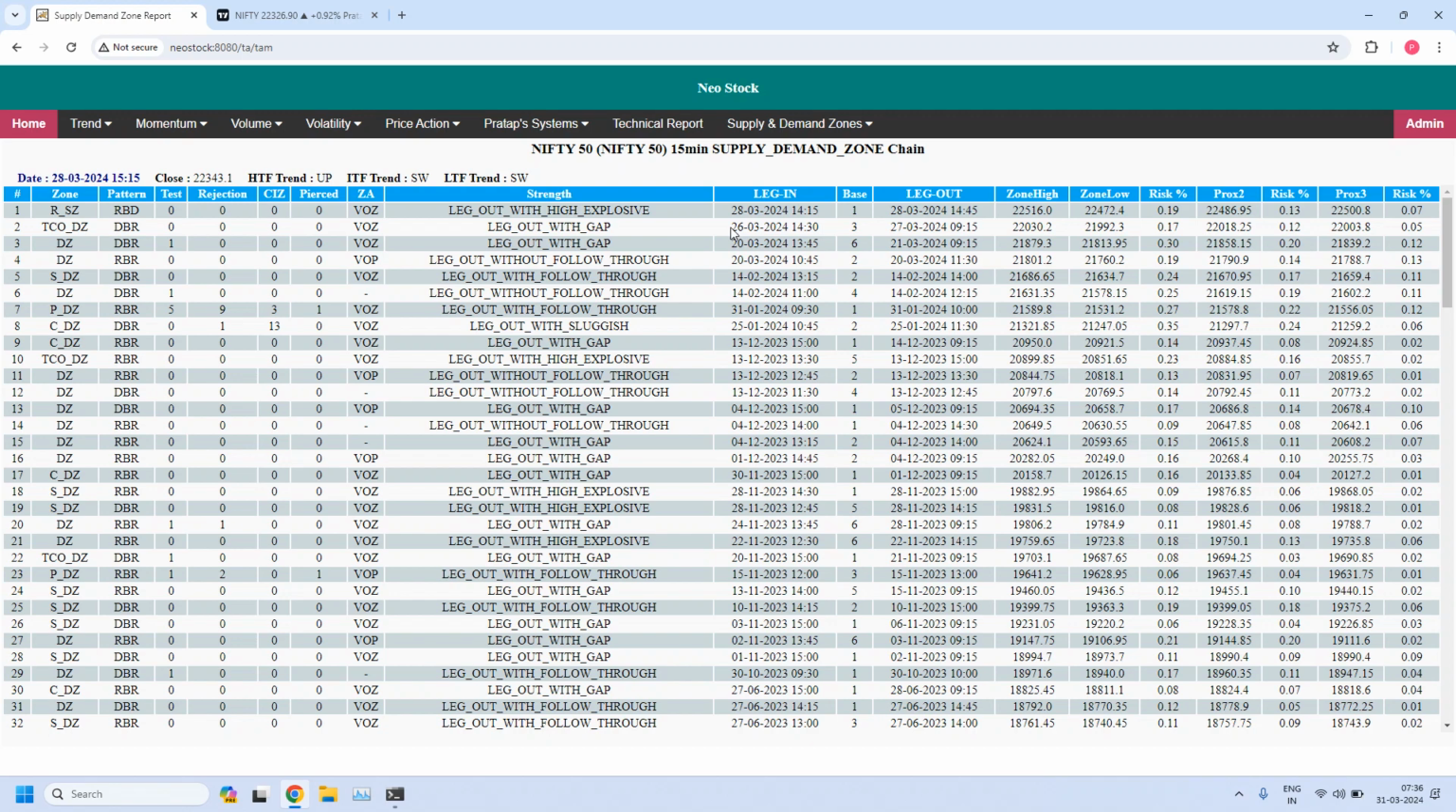Some people are always asking, without software I want to identify. That is not possible. Only if I reveal my software algorithm, then you have to write a program. That way you can find, which I don't want to do, because certain software secrets I cannot reveal.